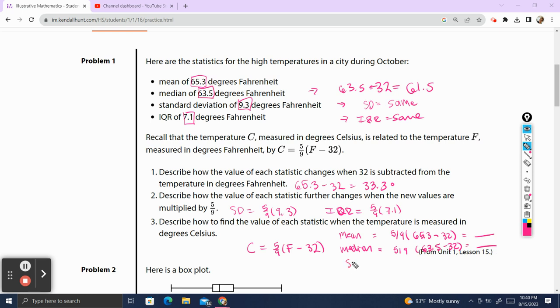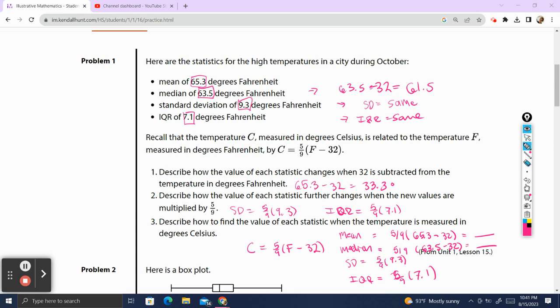Now, our standard deviation didn't have any effect from the 32 degrees, so it's just going to be 5/9 times the original standard deviation. And the IQR is the same thing. It didn't get affected by the minus 32 degrees, so it's going to be 5/9 times 7.1. So our mean and our median get shifted to the left and multiplied by 5/9, whereas our standard deviation and IQR only get multiplied by 5/9.